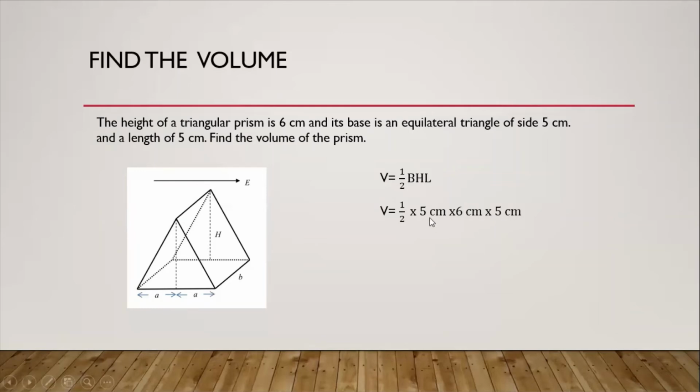So let us now multiply 5 times 6, that is 30 centimeters squared, times 5, 30 times 5, that is 150 cubic centimeter. But we are not yet done because we are going to half this 150. And the half of 150 is, very good, you got it right, that is 75 cubic centimeter. So therefore, the volume of this triangular prism is 75 cubic centimeter.